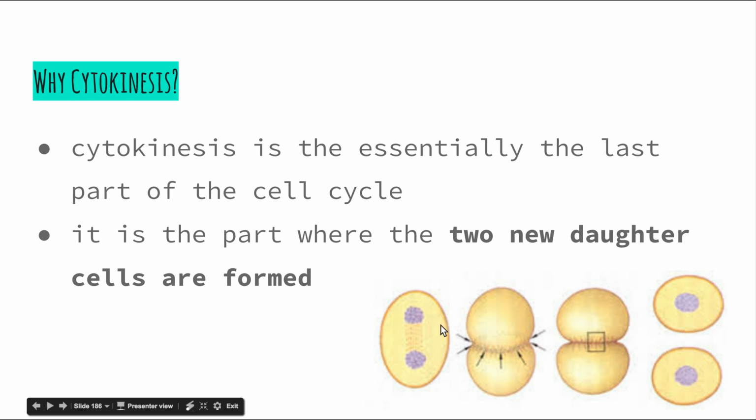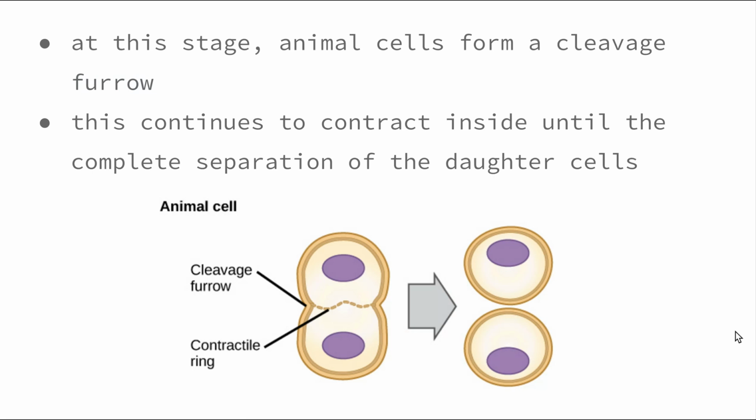So here we have anaphase, where our chromosomes are moving apart, and then telophase, where the cytoplasm begins to divide, and then lastly, cytokinesis, where we have our two brand new daughter cells. So at this stage, in animal cells, they form what we call a cleavage furrow.